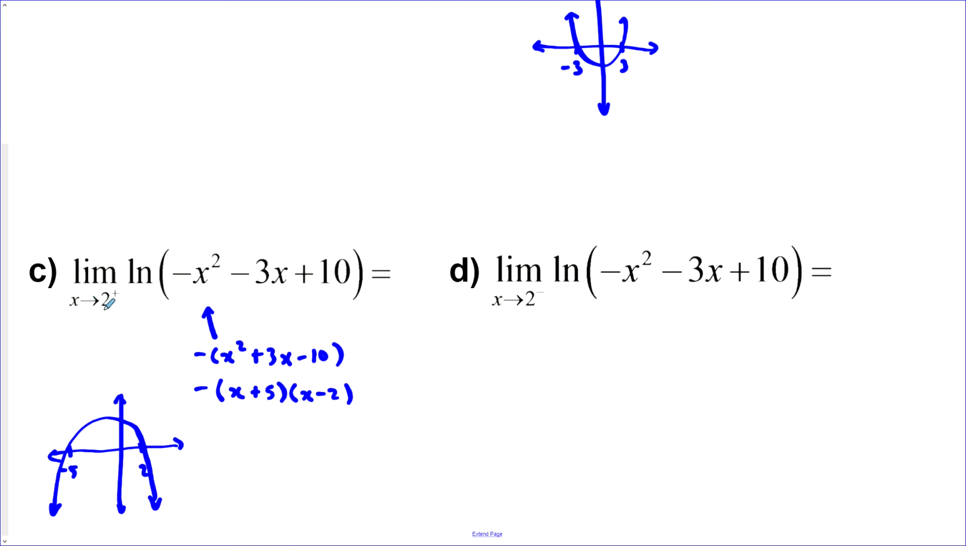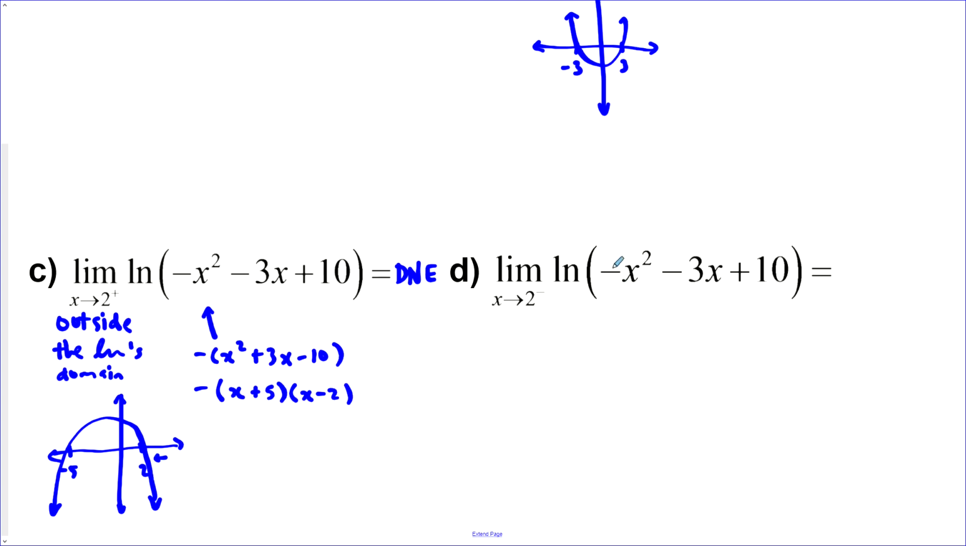We're going to approach this 2 from the positive side. That means that we're going to be in negative territory. And since this is the natural log, then we can't have a negative argument going on in here. And so this right here is outside the natural log's domain. So this one just does not exist. It doesn't go to positive or negative infinity. It just doesn't exist at all over there.